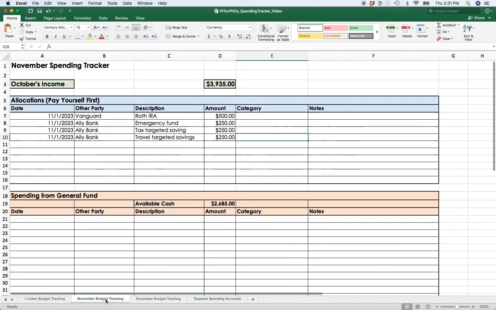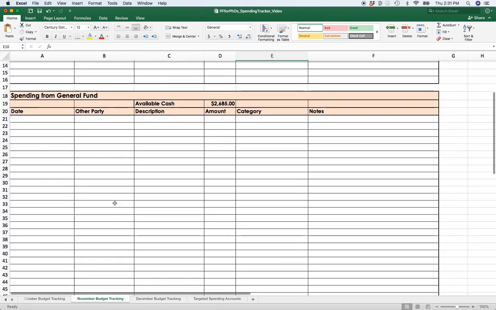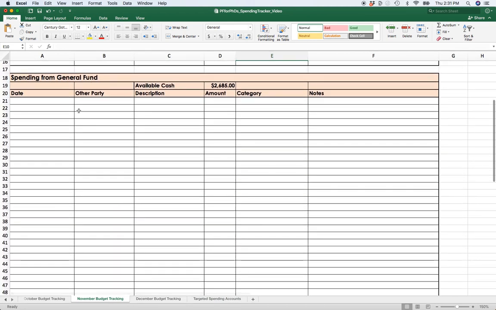Now back in our regular spending for November, let's move down into the next section, the spending from the general fund. This is where you would do what you would normally think of as expense tracking throughout the month. Just keep track of all the transactions that you make, all the spending that you do.